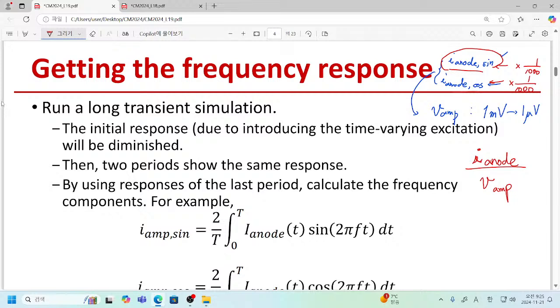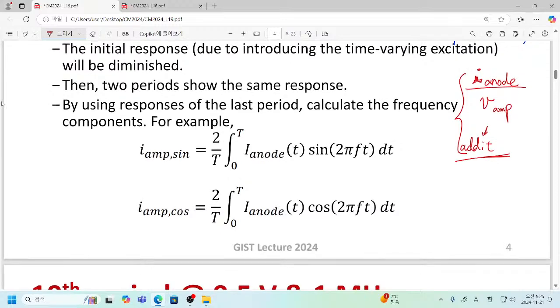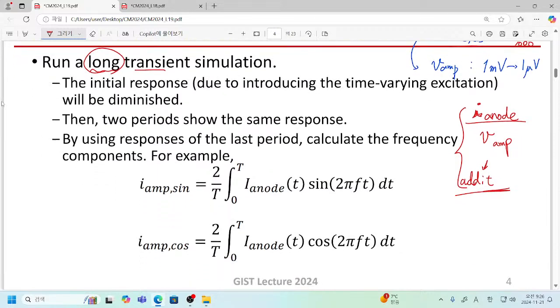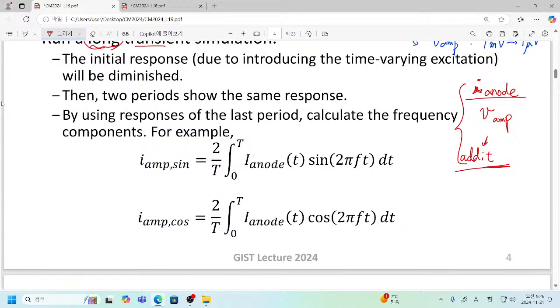This ratio is important, and of course, since this is current divided by voltage, it corresponds to a certain admittance parameter, so we can calculate this admittance parameter. Then how can you calculate it? What we can do is quite simple: just run a long enough transient simulation. Why do we need a long simulation? In order to eliminate the initial transient effect. So now the system is fully stabilized. After that, just for one time period, calculate the sine and cosine coefficients.